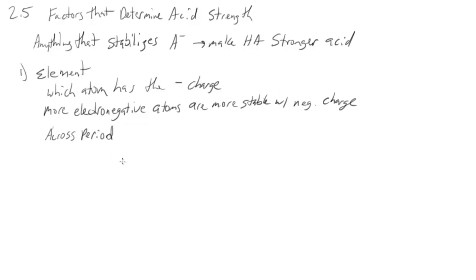So as we go across a period, so let's talk about a CH versus an NH versus an OH versus FH. So the way to look at these is we can look at the pKa's. So the pKa of a typical CH is around 50. The pKa of a typical NH is around 38. pKa of an OH is about 16. And the pKa of FH is 3.2.